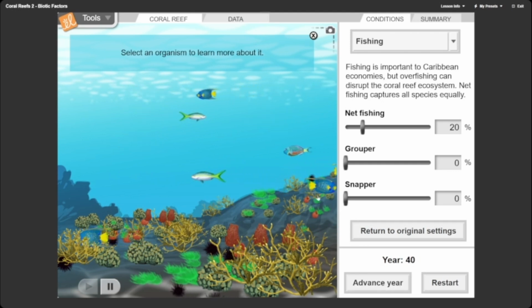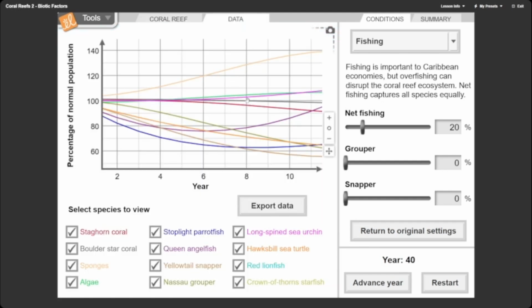All right. Pause it after your 40th year. You look at your data. How did 20% net fishing affect your different populations? Okay, again, your algae, your spotlight parrotfish, your queen angelfish. What did 40 years of 20% fishing do?